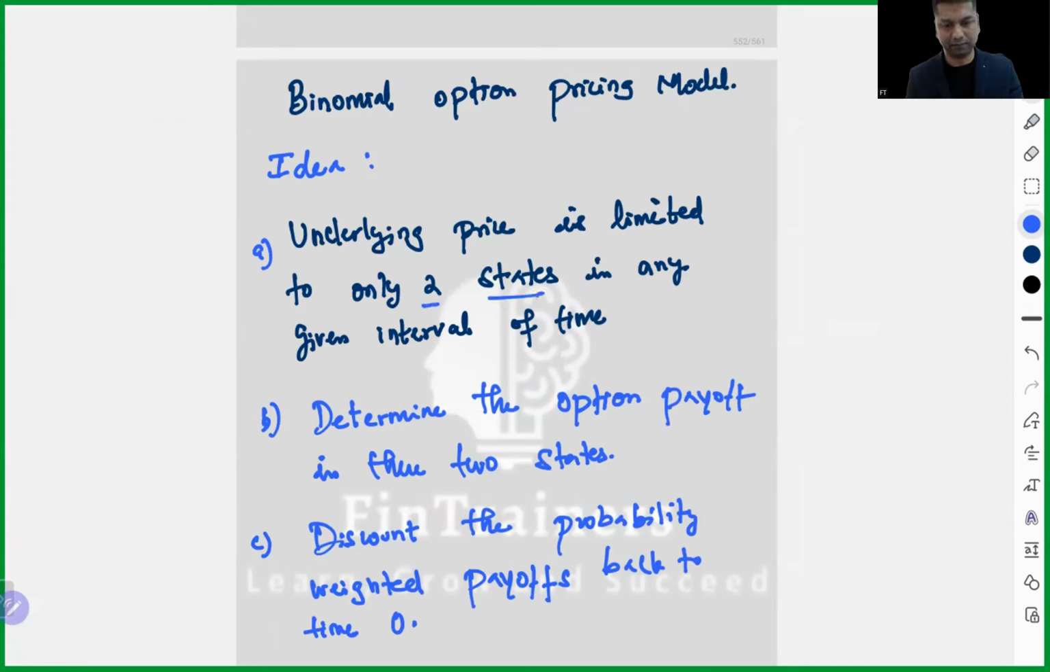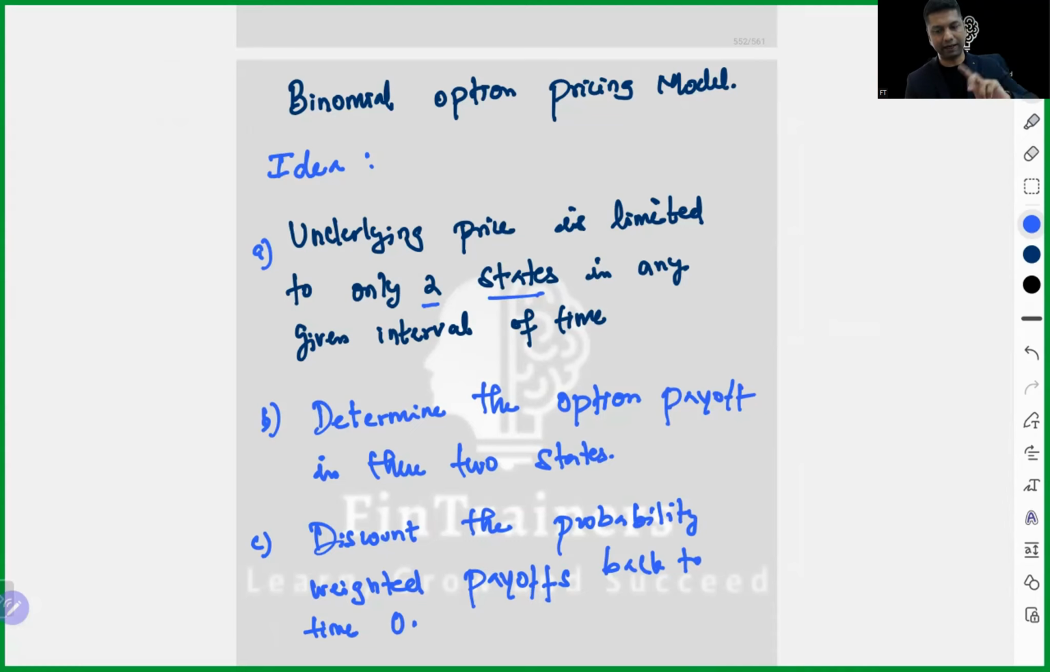As I said, nowadays people are using time series to calculate this, and they might assume 10 states, because of AI we can do that. But with binomial also, you can get there, we just have to do multiple steps. The basic premise is there are only two states for the underlying at any given interval of time. So that's the first one.